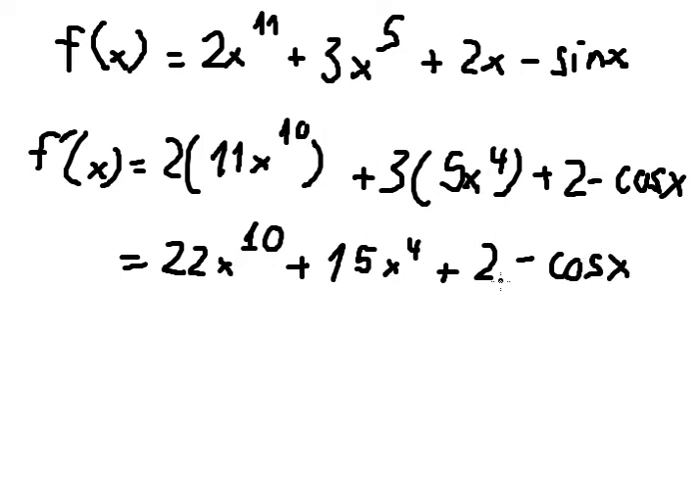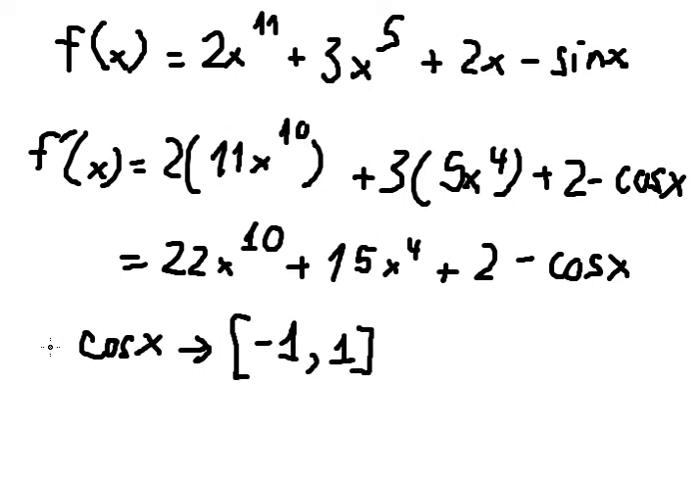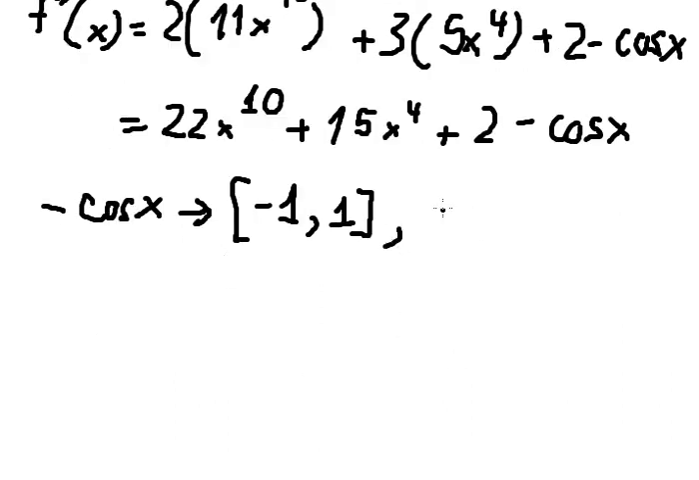Now let's consider cosine x first. We know that cosine x always provides values from negative number 1 to positive number 1. Now if I put a negative sign here, we get the same, for all values of x belonging to real numbers.